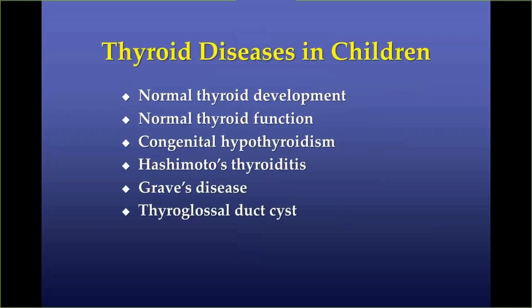Those are the objectives of my talk. I'll be talking about normal thyroid development, normal thyroid function, congenital hypothyroidism, Hashimoto thyroiditis, Graves' disease, and thyroglossal duct cyst. Each one of those categories is a separate talk, but I'll try to talk about each one of them and mention as much information as I can within the time limits.